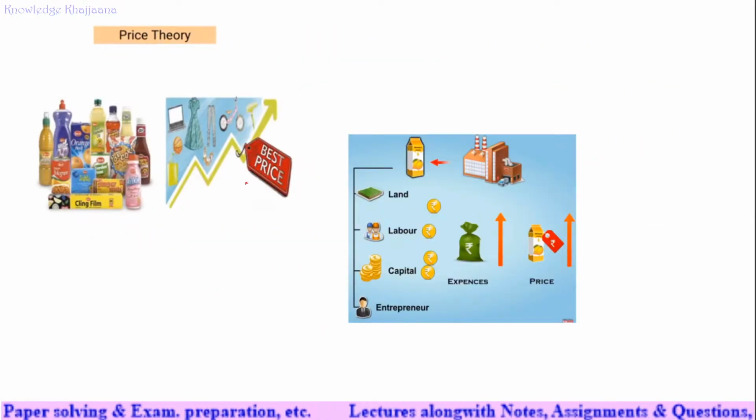See, this is the price theory. How to decide the best price of some commodity? These are the commodities, right? These are the goods. The prices are decided. The best affordable prices are decided.